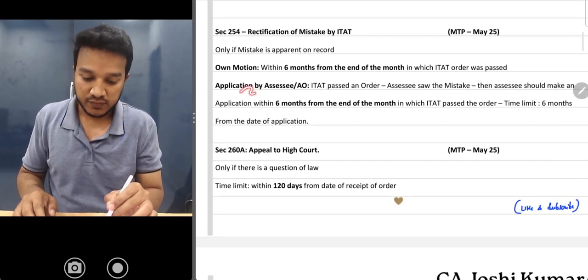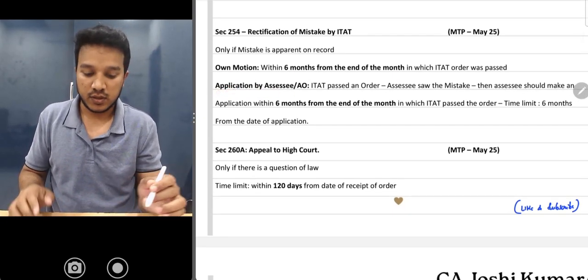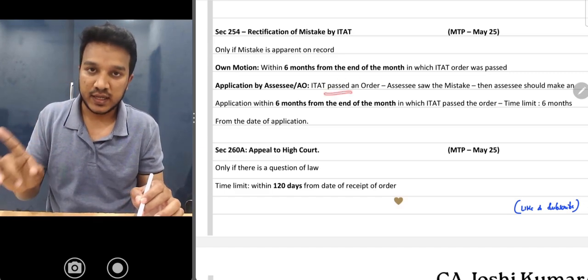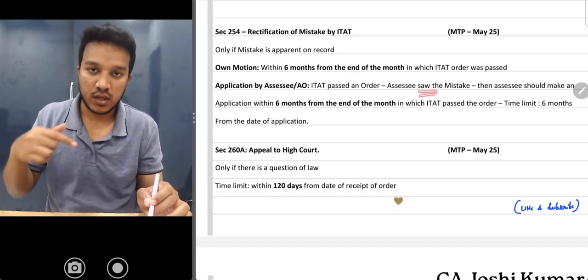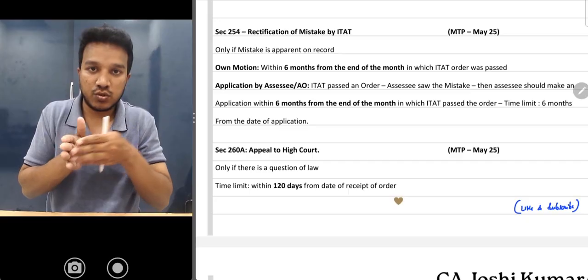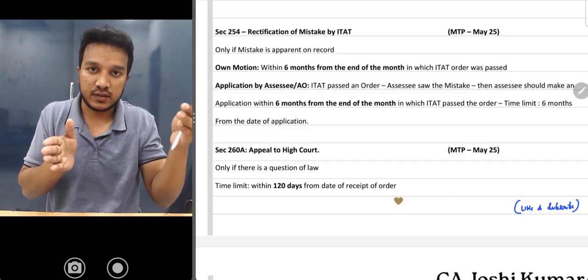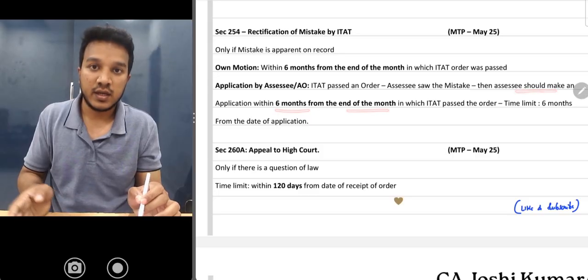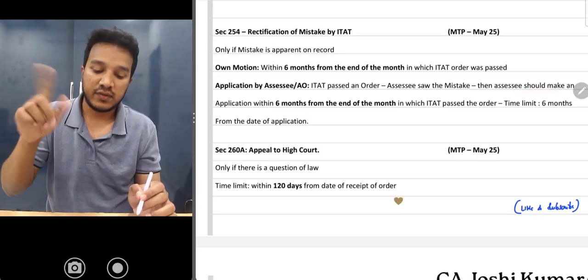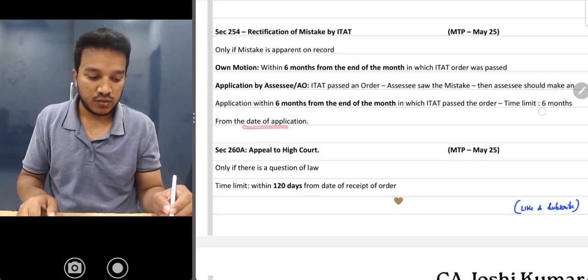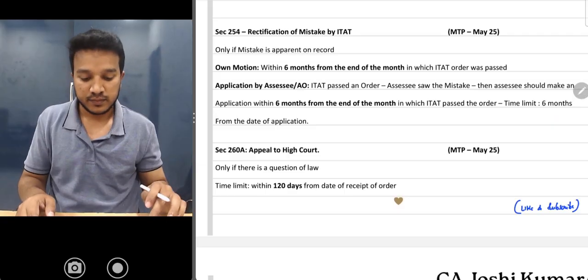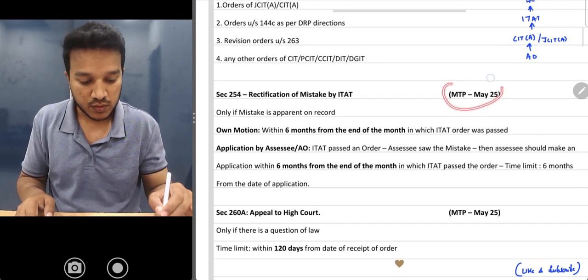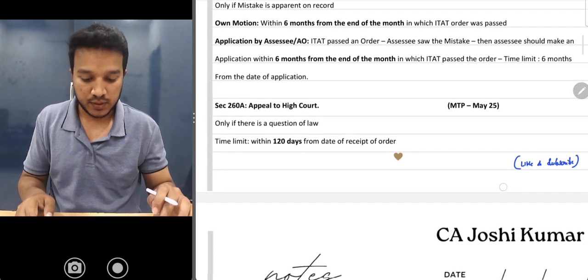On its own motion, ITAT will have 6 months time to rectify the mistake. If the SSC has made an application, how does it go? First, ITAT will pass the order, and SSC has seen the mistake. Now he will make an application. He has to do it within a period of 6 months from the end of the month. After receiving the application, ITAT will have another 6 months to rectify the mistake. Got it? Chalo, do this question also. It has been asked in MTP.